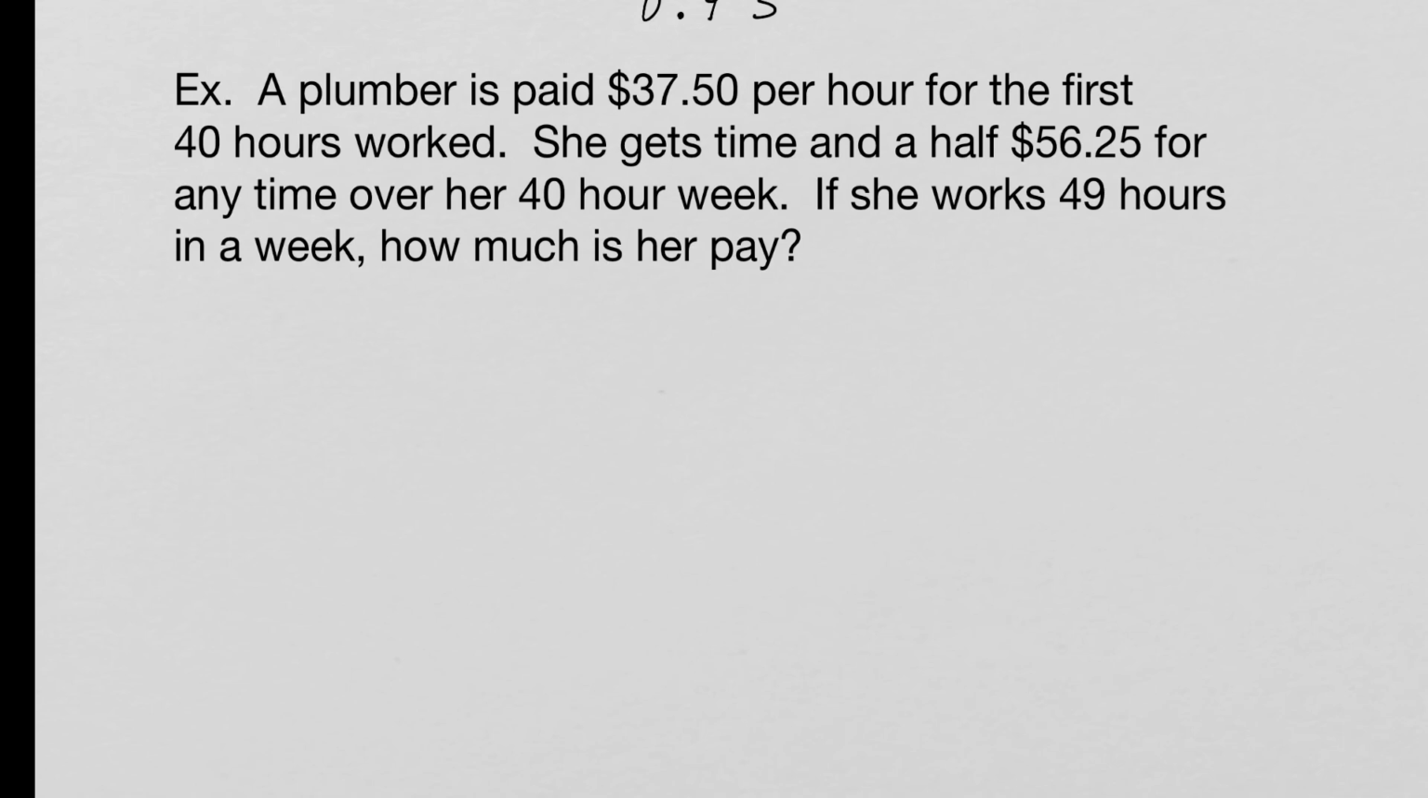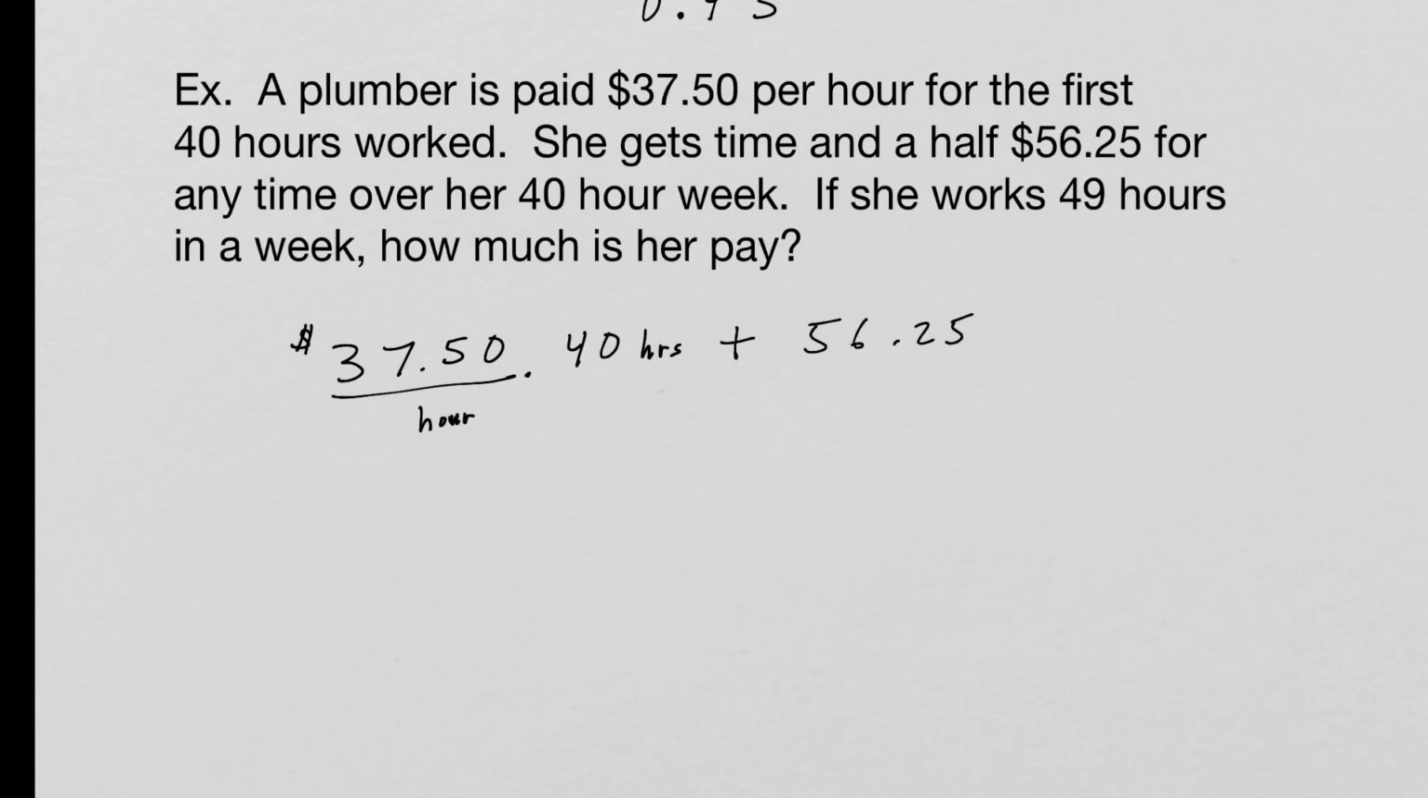Okay, so $37.50 per hour for the first 40 hours, right? So to figure out our pay, at least for the first 40 hours, we're going to have to multiply 37.50 dollars per hour times 40 hours. I'll just abbreviate hours as HRS. Plus, and then she gets time and a half, which is 56.25.